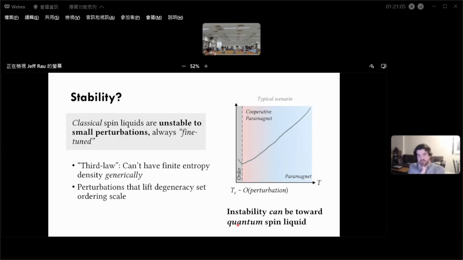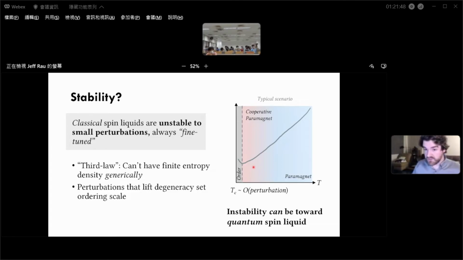So on its own, you're going to run into problems here. Classical spin liquids are generically unstable. They're always fine-tuned. There's always something you can add to them that'll break that spin liquid state. This is essentially the third law of thermodynamics, right? You cannot have a finite entropy density for a classical spin liquid, and so there'll always be some perturbation that will do that. The simplest scenario would be like I sketched before, which is as you come down in temperature, at some point you order, and that ordering temperature is determined by the scale of that perturbation. That's kind of the boring scenario.